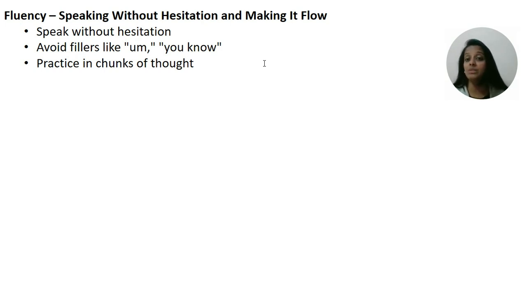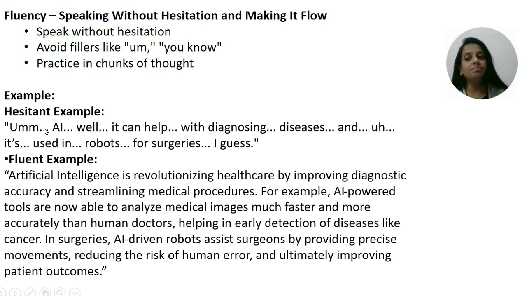And let's say you're speaking about the role of artificial intelligence in healthcare. Mm, AI, well, it can help with diagnosing diseases, and it's used in robots for surgeries, I guess. So, what do you understand from this example? The problem here is hesitation. Your thoughts are very unclear, and it sounds like you're not confident in what you're saying.